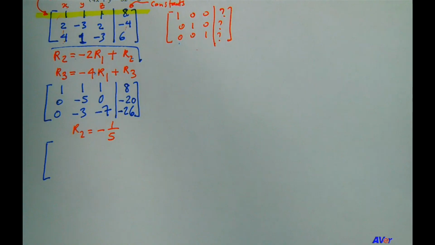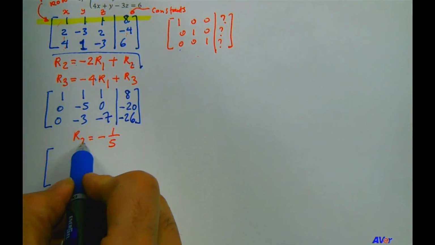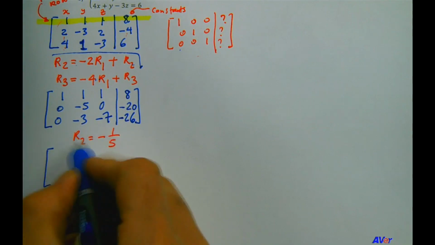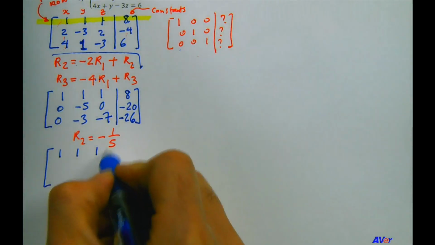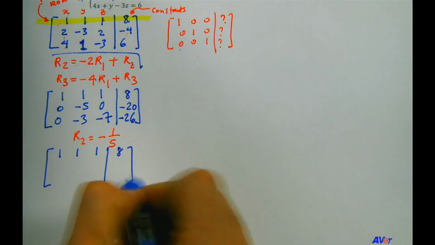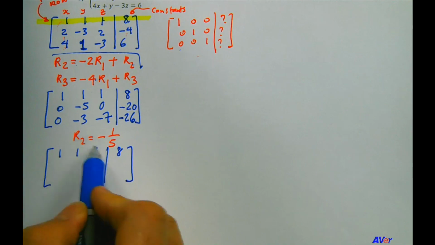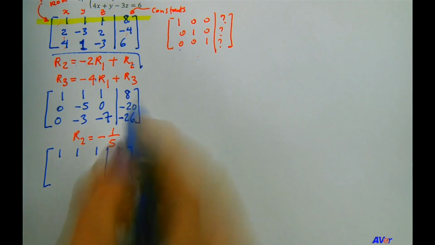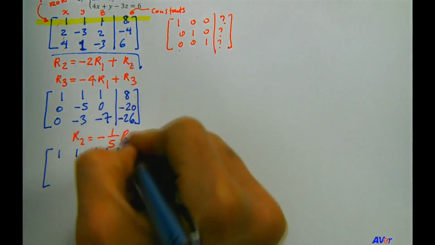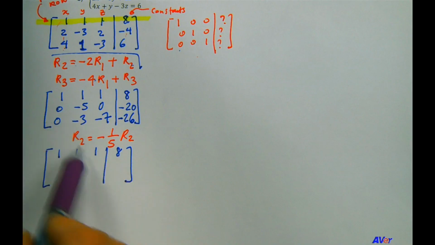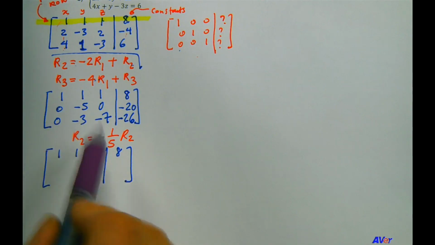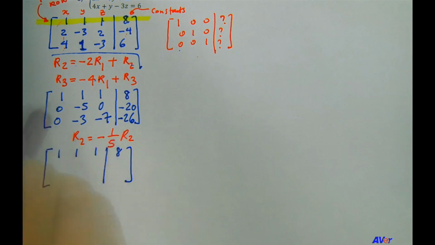Okay? All right. So only the row 2 is changing. Row 1 and row 3 are not changing for now, right? So let me write down row 1 first. 1, 1, 1, vertical bar and 8. Now we're going to carry out this. I forgot to say minus 1/5 times row 2. Okay, sorry about that. There it is. So we're going to replace row 2 by minus 1/5 of itself.